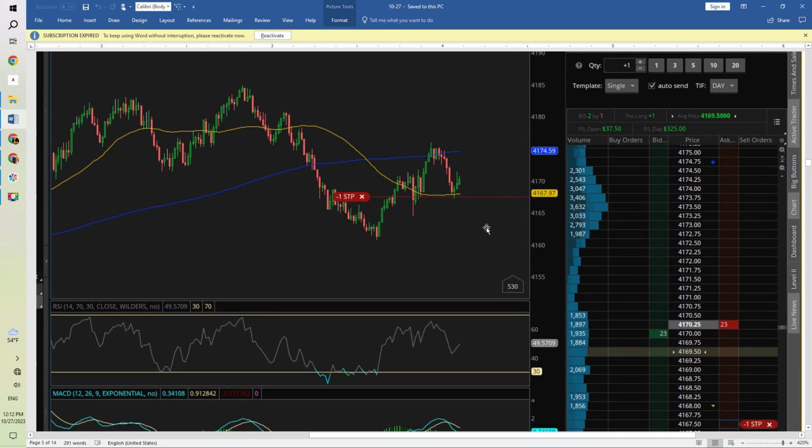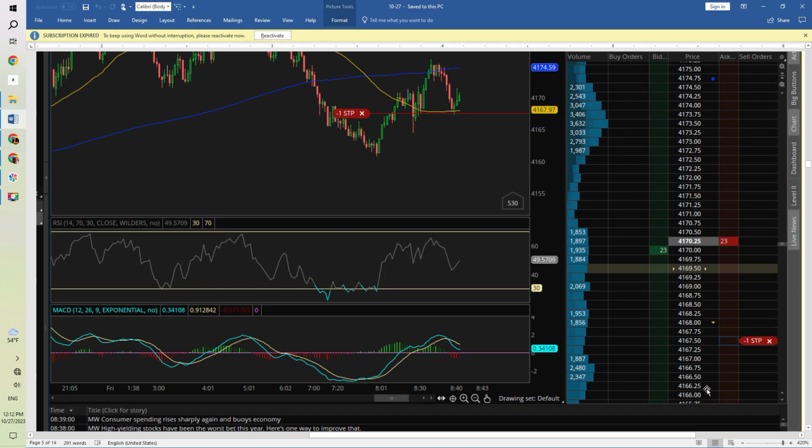Okay, so I went ahead and placed a stop here because if it did drop below that yellow line, I would not want to maintain this position. I do think it's going to go up. That's why I made the trade. But just to be on the safe side, to manage my risks, I placed my stop order.